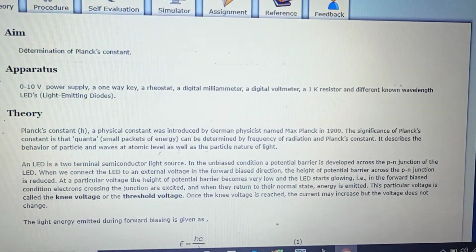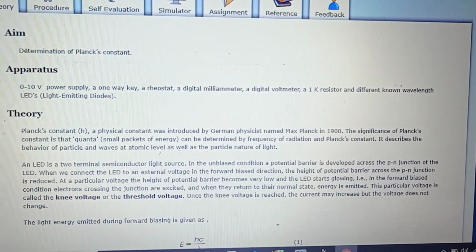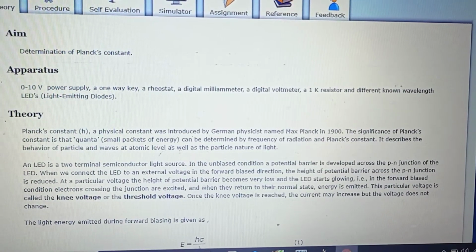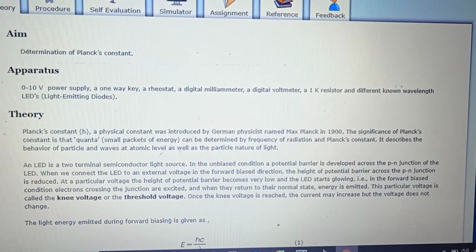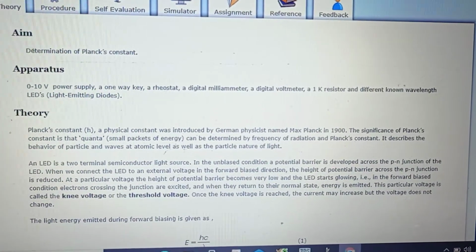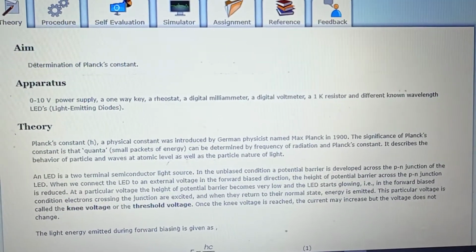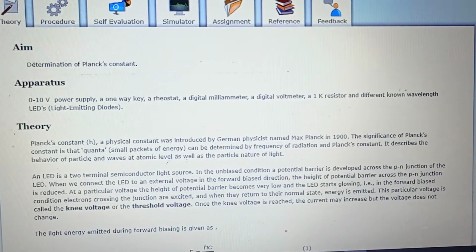That is, in the forward bias condition, electrons crossing the junction are excited, and when they return to their normal state, energy is emitted. This particular voltage is known as the knee voltage or the threshold voltage. Once the knee voltage is reached, the current may increase but the voltage does not change.